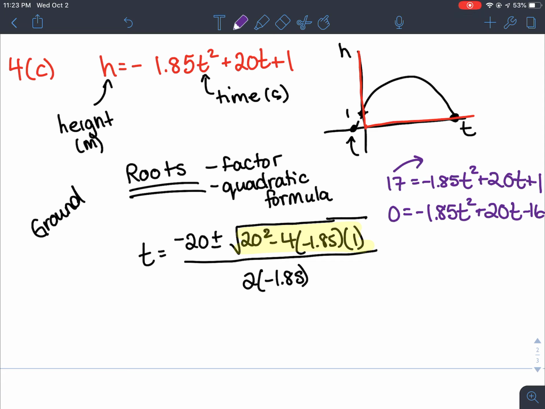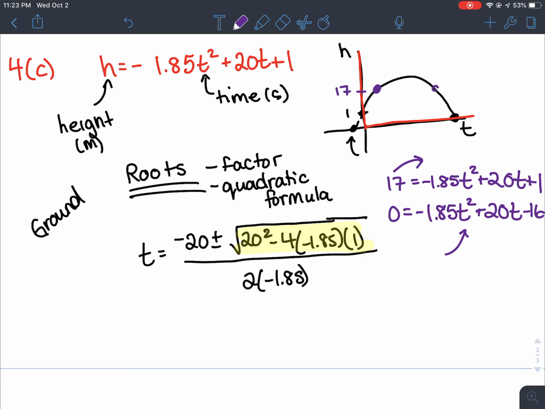Sorry, I'm tired. Now you just have to solve this one. Again, you can use the quadratic formula if you want to, because I think that'd be the only way. There's going to be two values where it's above 17 meters, I'm guessing.